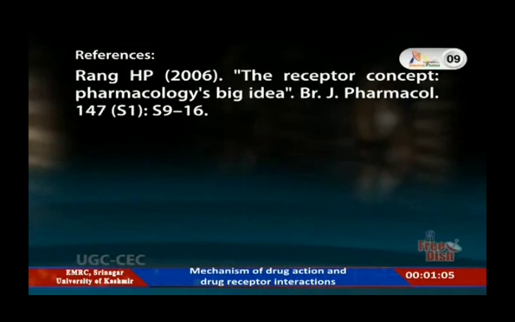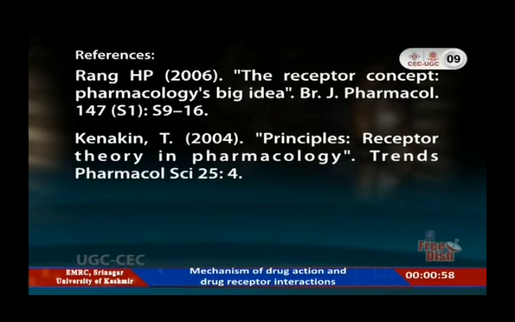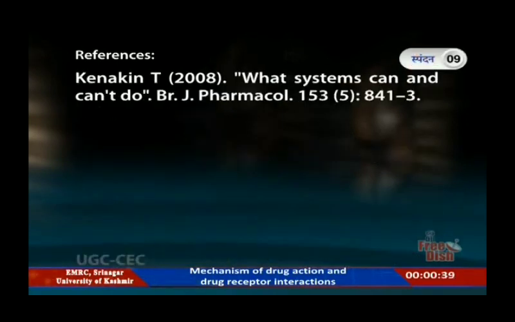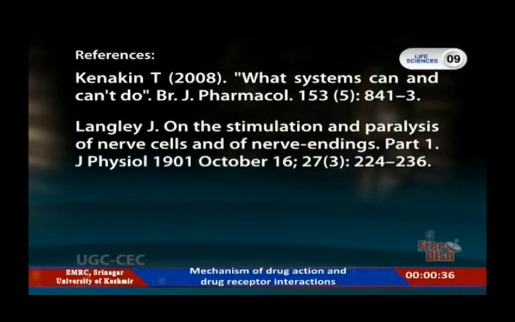Here are some books for your further reference. The Receptor Concept, Pharmacology's Big Idea by Rang HP, 2006. Principles of Receptor Theory in Pharmacology by Kenakin T, 2004. On the reaction of cells and of nerve endings to certain poisons, chiefly as regards the reaction of striated muscle to nicotine and to curare by J. N. Langley, 1905. What systems can and can't do by Kenakin T, 2008. On the stimulation and paralysis of nerve cells and of nerve endings by Langley J. N., 1901.